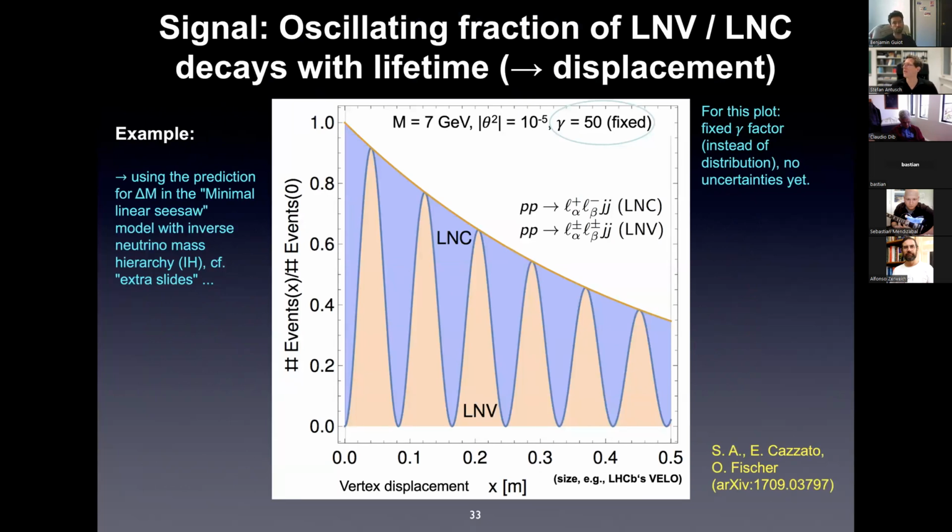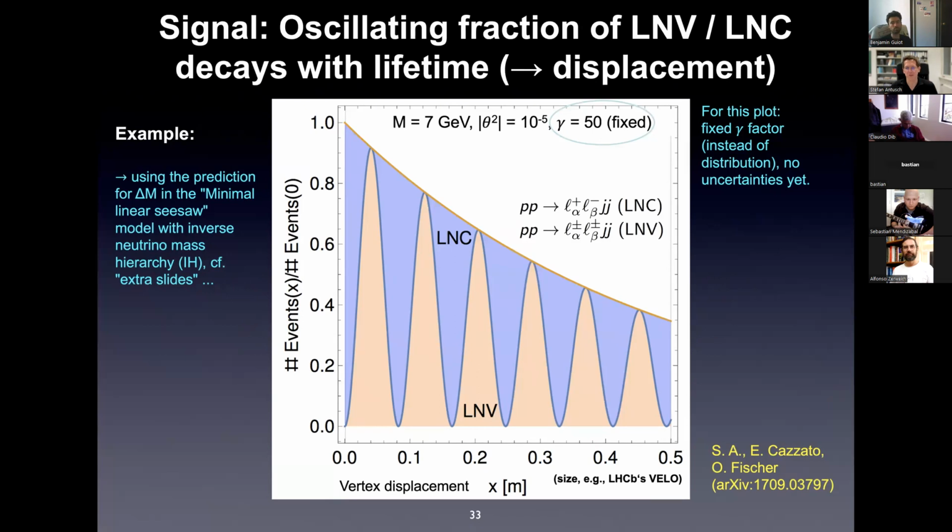First look at the idealized case that is shown here, where for a certain benchmark model you are fixing the gamma factor to 50, so the heavy neutrinos all have the same velocity. We look in this benchmark model also at the delta M that is predicted for a minimal linear seesaw with an inverse neutrino mass hierarchy. So if you remember, in this case we are assuming that we only have 2 HNLs, and then this delta M is really predicted. So this is a minimal model, but it's justified from this example that we use this delta M.